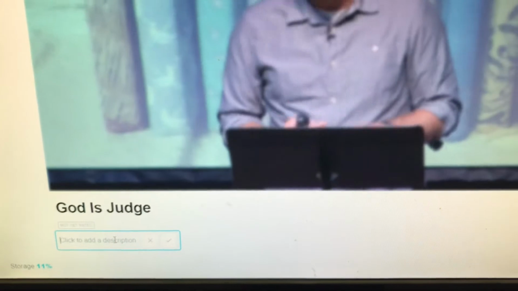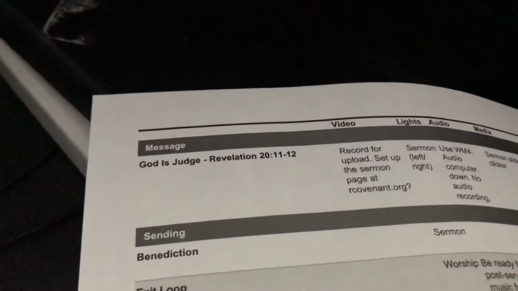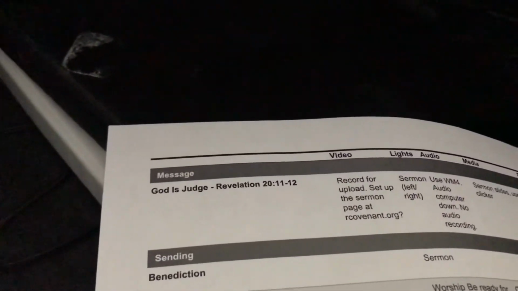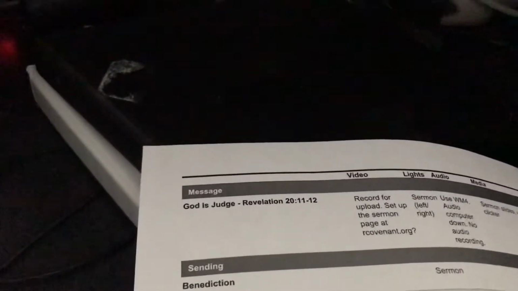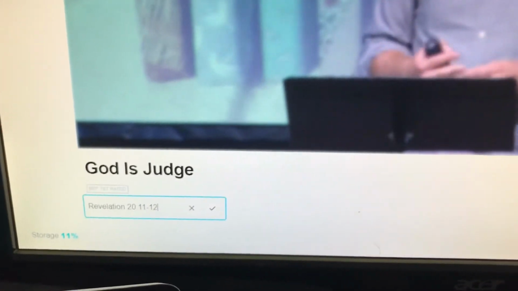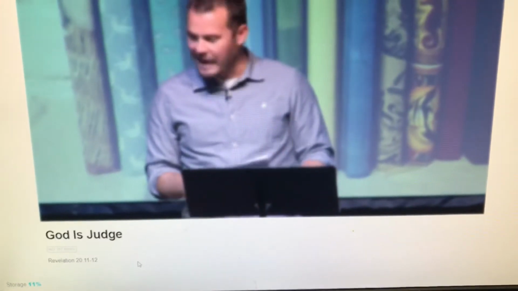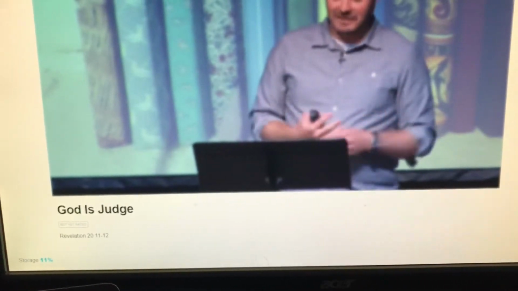Next, for the item description, we're going to add whatever the sermon text is that was primarily used during the sermon. Again, we can go to our order of worship for the day. It was Revelation, chapter 20, verses 11 to 12. Check mark. All right, that covers the very most basic information about it. God is Judge. Boom. That's all we got to do for now.